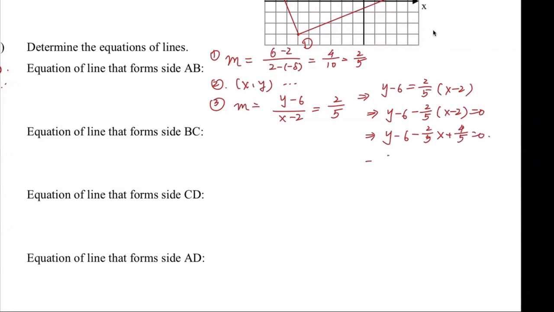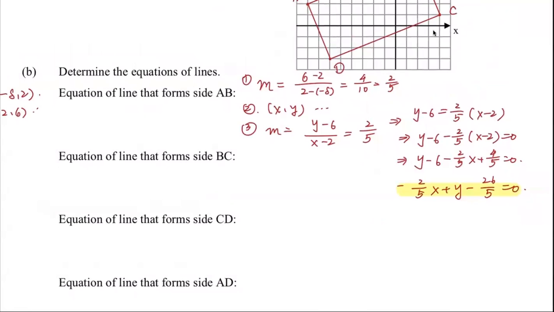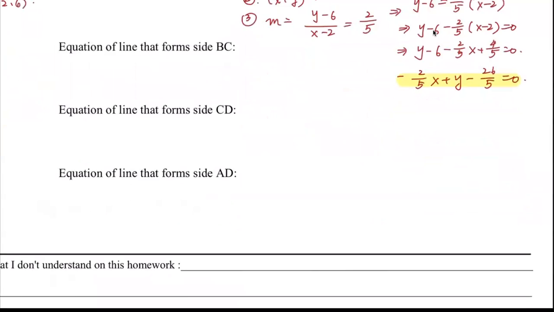Okay? So minus 2 over 5 x plus y minus 6 plus 4 over 5. Minus 6 can be written as minus 30 over 5, right? So minus 30 over 5 plus 4 over 5, that's minus 26 over 5. So this will be the standard form of the equation of the line that forms side AB.